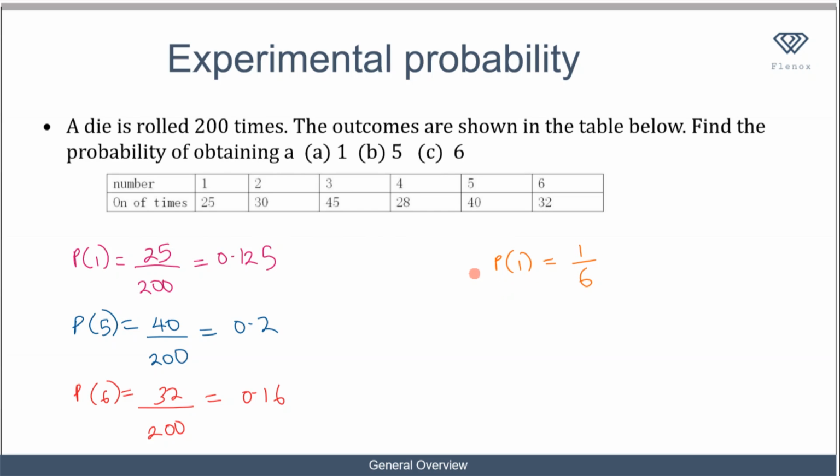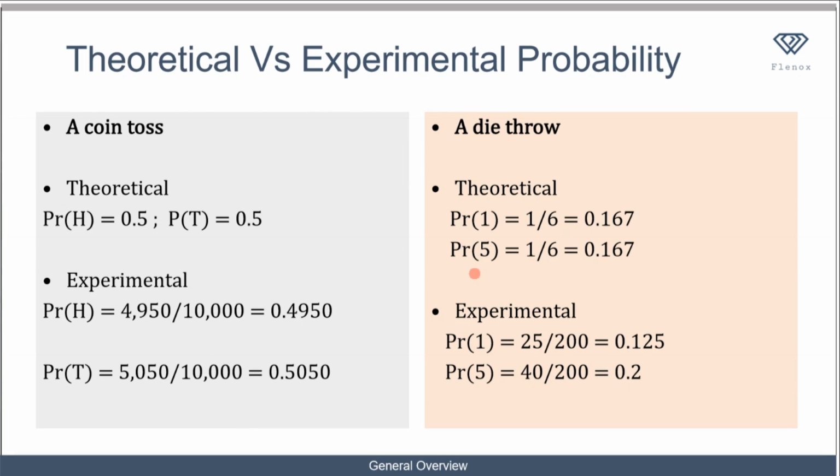So now let's go to the comparison between our theoretical and experimental results. For the tossing of a coin, our theoretical value for the probability of head is 0.5, and the probability of tail is 0.5. For the experimental value, our probability of head was 0.4950, and our probability of tail was 0.5050. As you can see, these values are based on what we did in reality, and 0.5 is close to this and 0.5 is close to this.